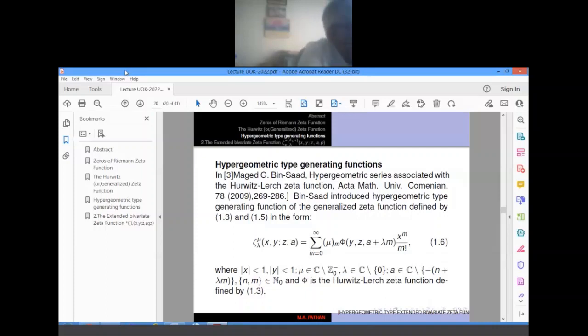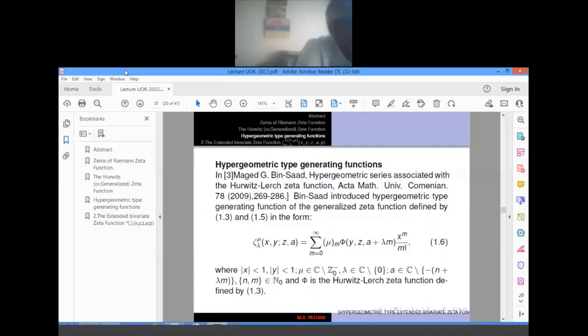And on this right hand side, you can see that this is the product of mu and phi, where mod of x is less than 1 and mod of y is less than 1. Mu is given with the condition, so here you can see the condition for mu, lambda, and a. And this phi is already defined. This is called the Lerch zeta function, which was earlier defined by equation 1.3.